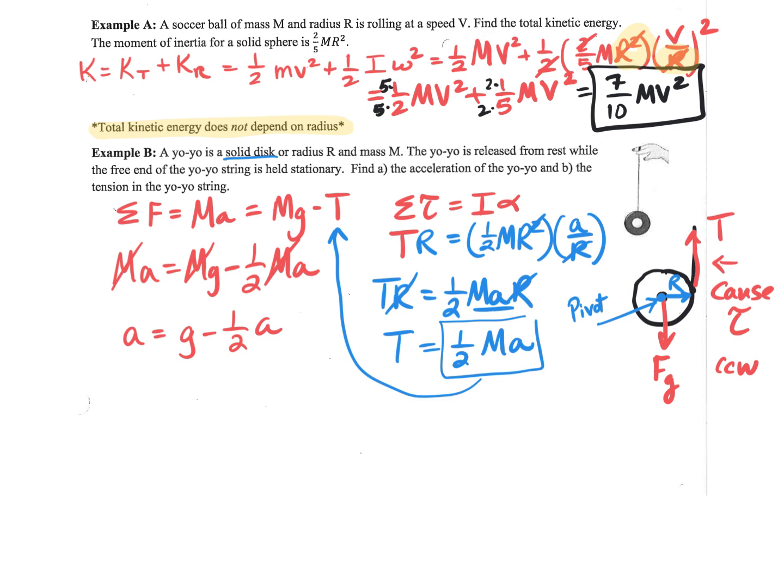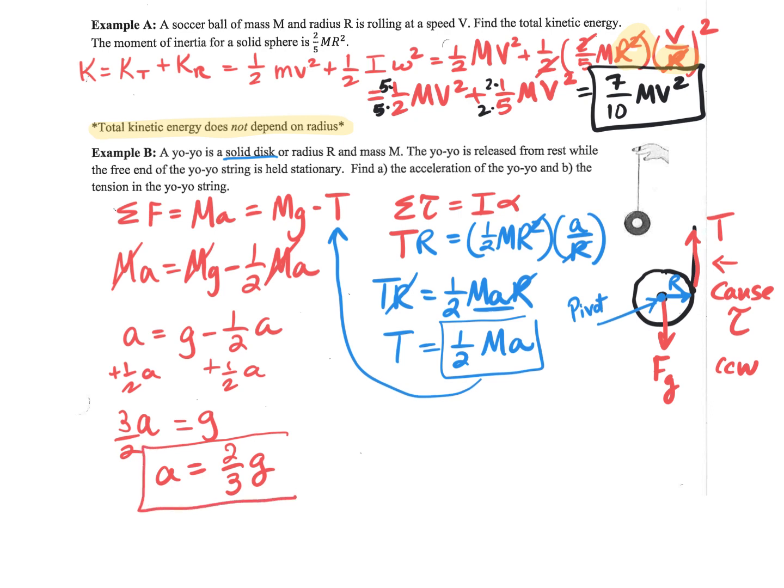So A plus 1/2 A is what? Yeah. So we're going to add 1/2 A to both sides. So we get 3/2 A is equal to G. So A is equal to what? 2/3 gravity? Yes? So A is equal to 2/3 gravity.